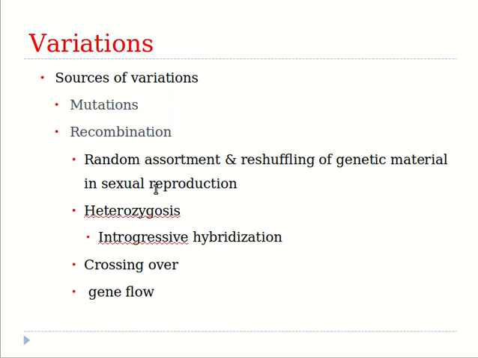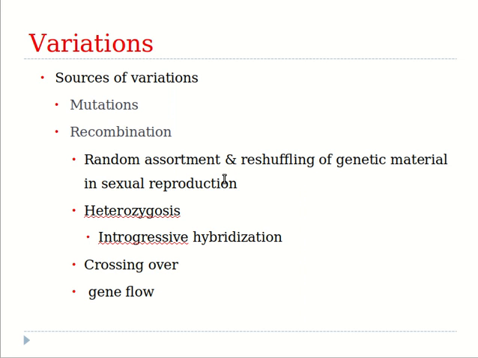Okay. So in this presentation, we'll be checking on the different methods by which recombination occurs. The first one is random assortment and reshuffling of genetic material in sexual reproduction. This happens during the process of fertilization. Fertilization is actually the fusion of gametes from two parents, isn't it?